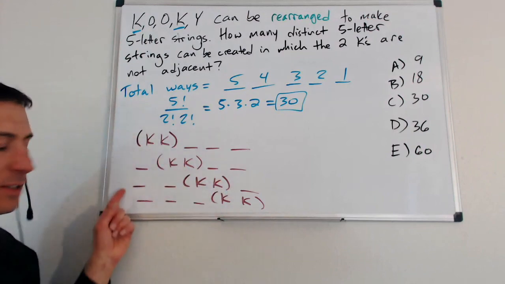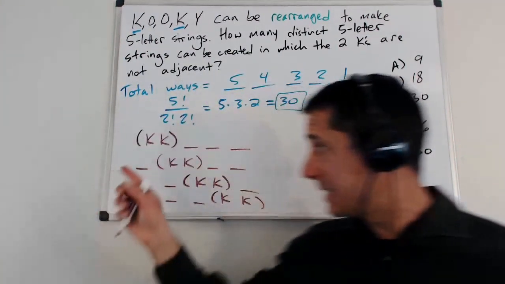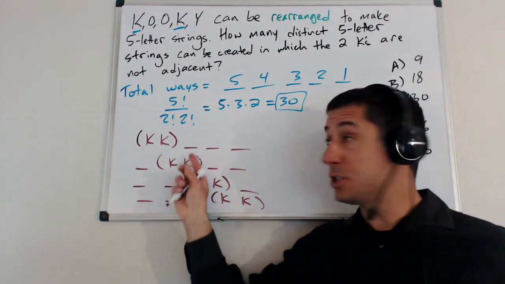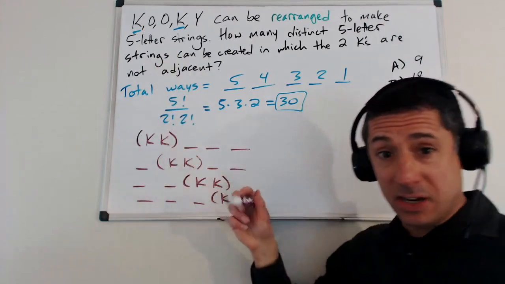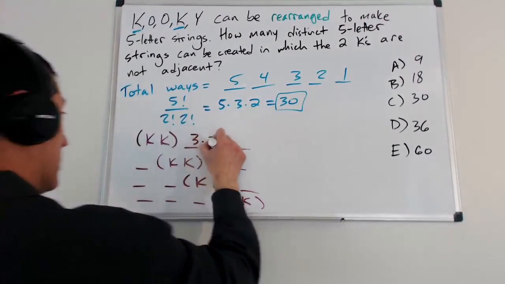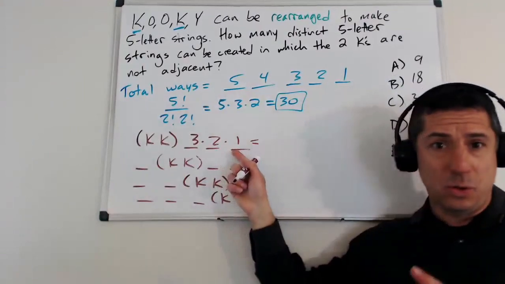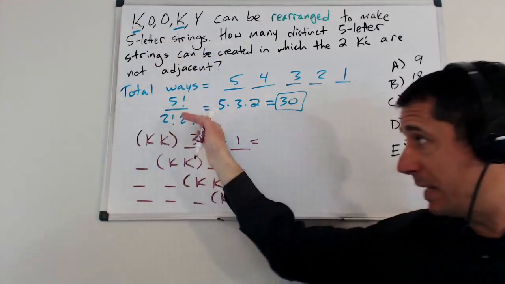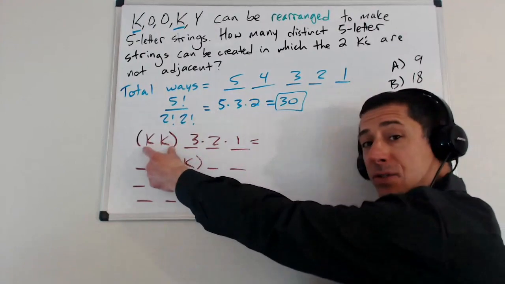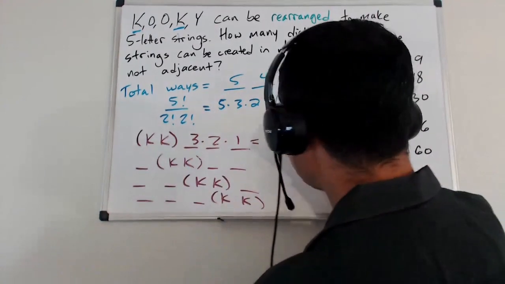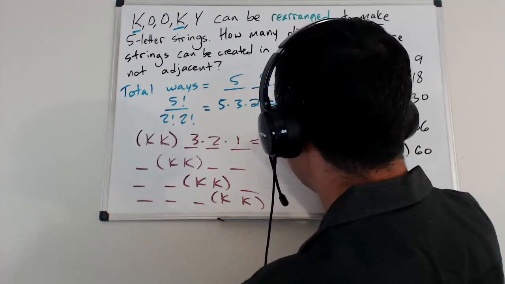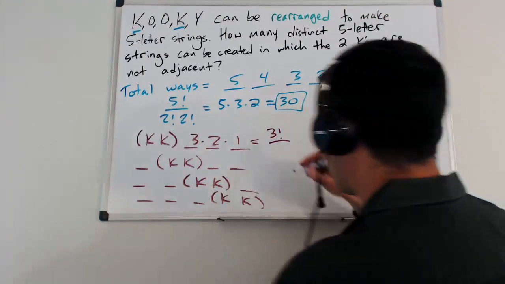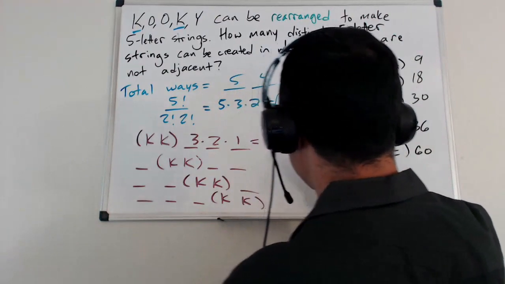Well, okay, now for each of these 4 spots I could stick the Ks into, how many different strings of 5 letters do I get? Well, the temptation here is to say, well, this is a 3 and this is a 2, so I get 6. Hold on, we've got those O's again. So we've got to correct for that redundancy, just like we did here. If the 2 Ks are right at the beginning of the string, we get 3 factorial, but those O's are redundant with each other. They look the same, so I've got to correct for that over 2 factorial. So I just get 3 ways.